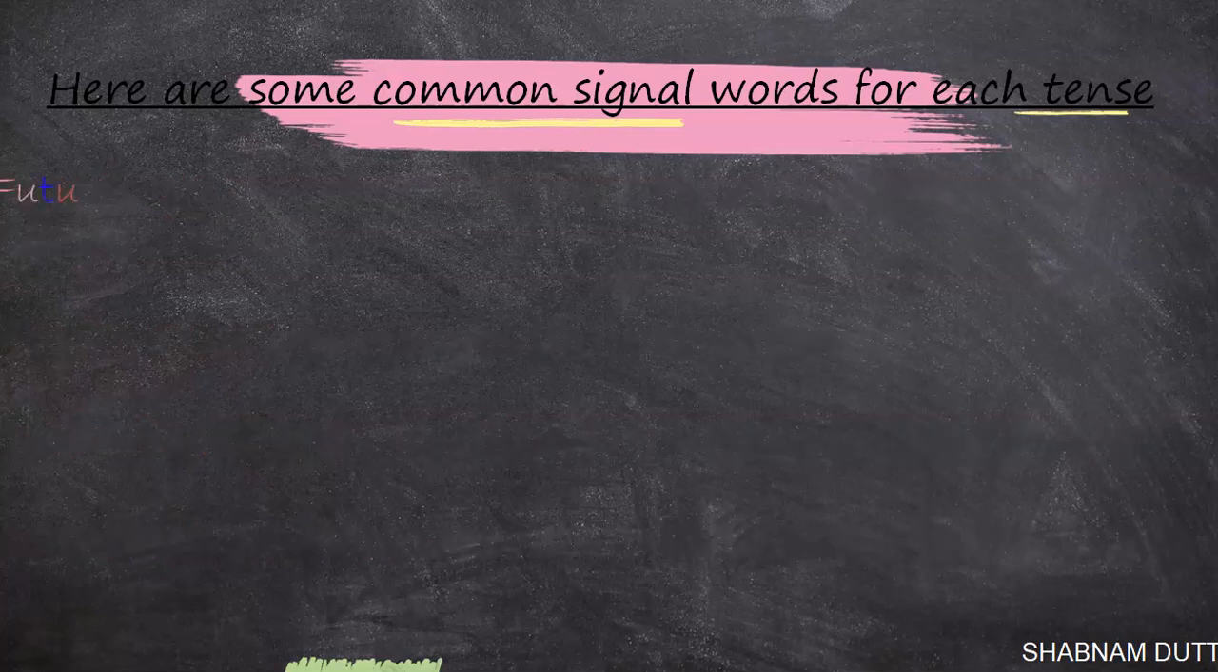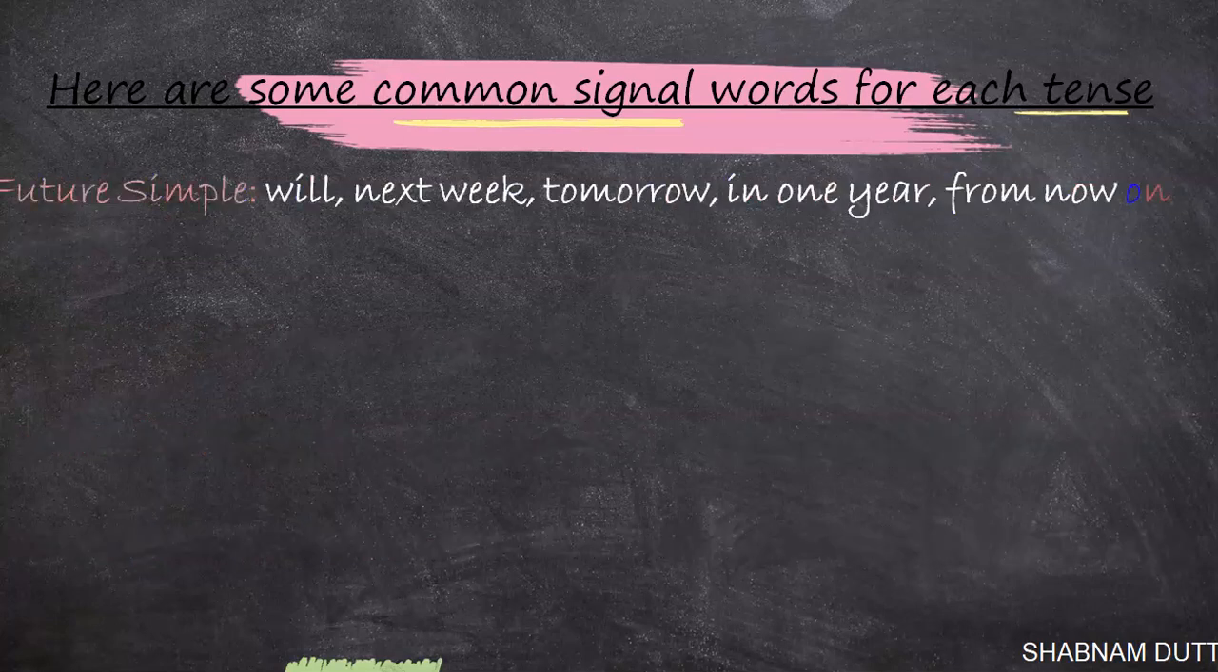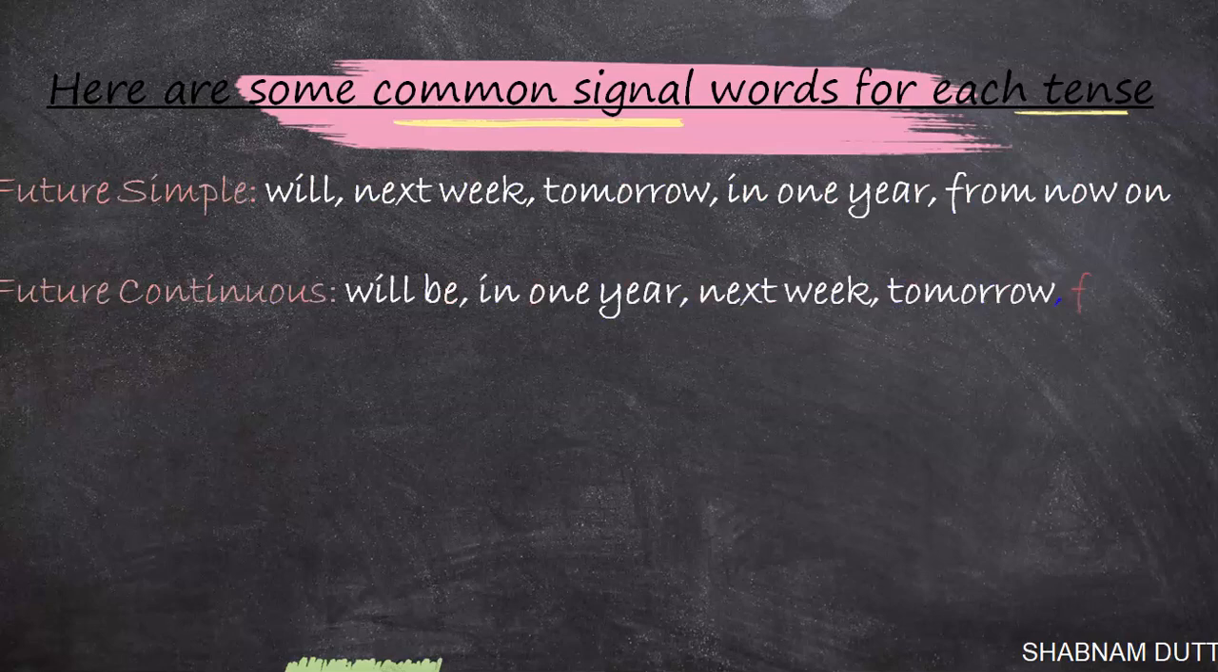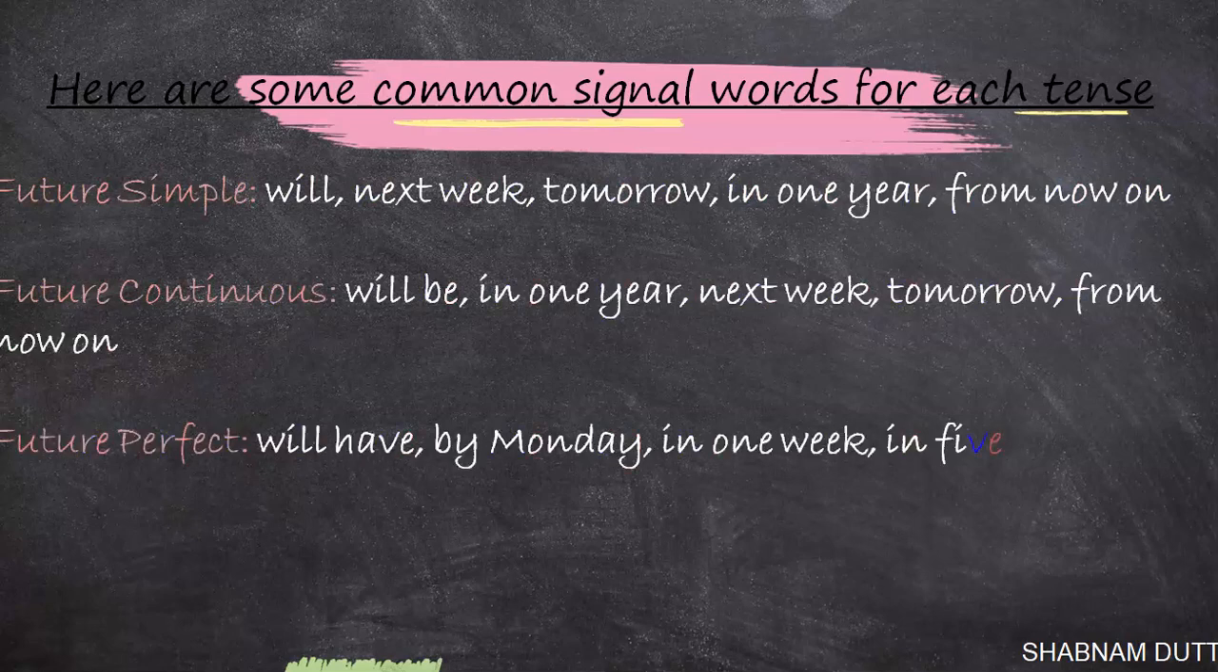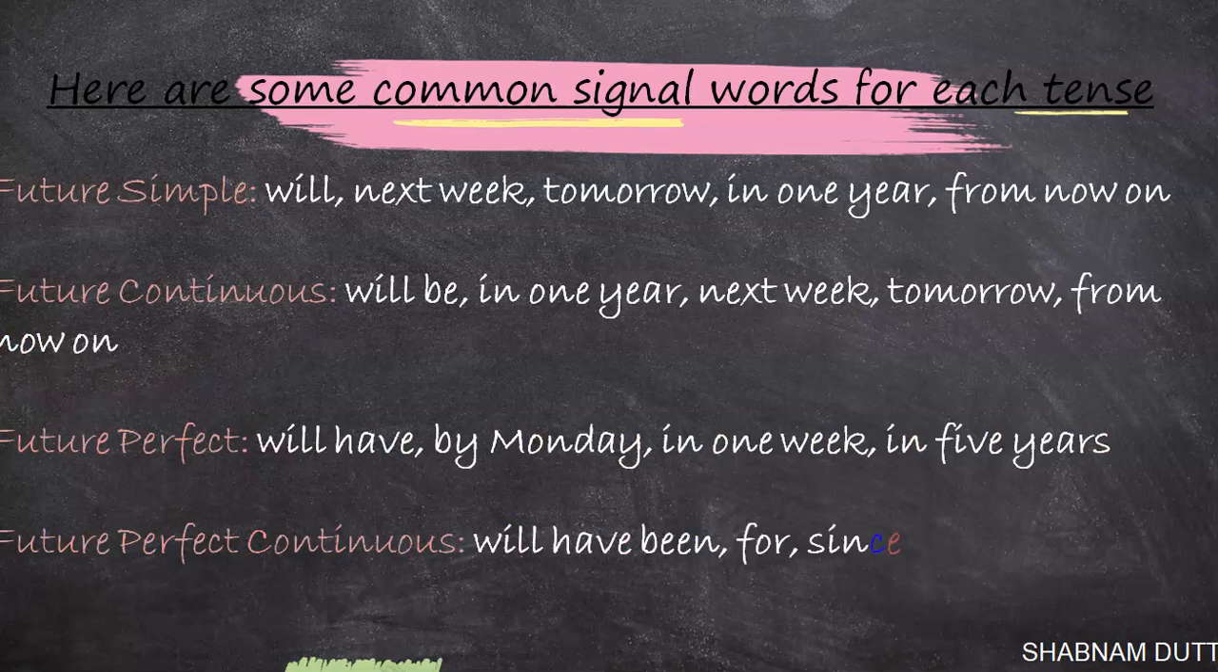Now the signal words for future tenses are: for simple future tense, use will, next week, tomorrow, in 1 year from now, on. Future continuous: will be, in 1 year, next week, tomorrow, from now on. Future perfect: will have, by Monday or any specific day, in 1 week, in 5 years. For future perfect continuous: will have been, for, since, the whole week, all day.